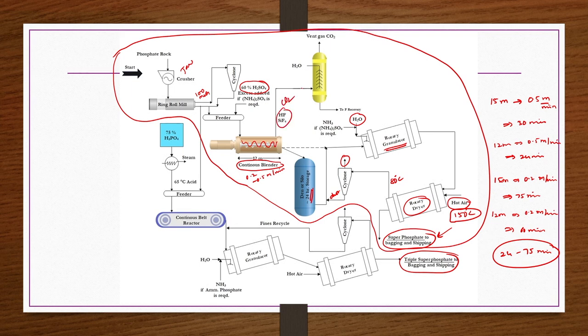Those gases are taken to a scrubber where they are scrubbed with water to recover the fluorides, and the vent gas CO2 is taken from the top, okay? So this is the process. The triple superphosphate process is also here, so we can discuss it here itself because it is almost similar, right? The triple superphosphate production is shown here. Now you have to concentrate on this part of the flowchart.